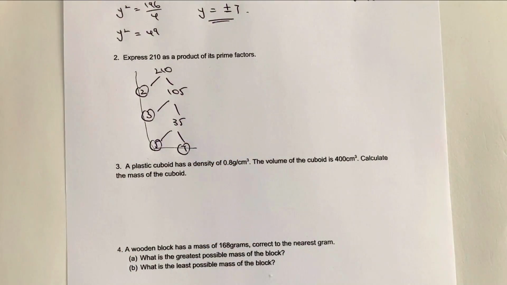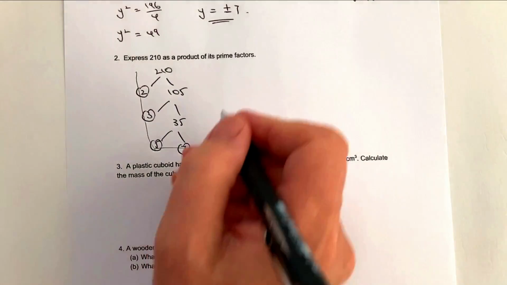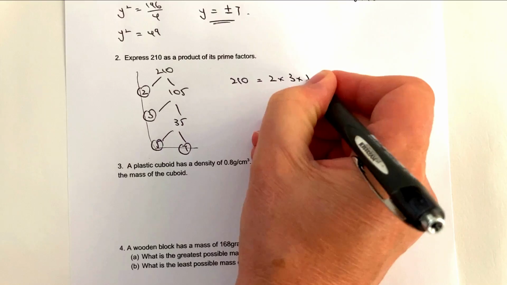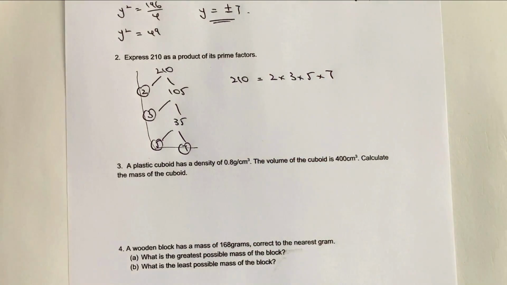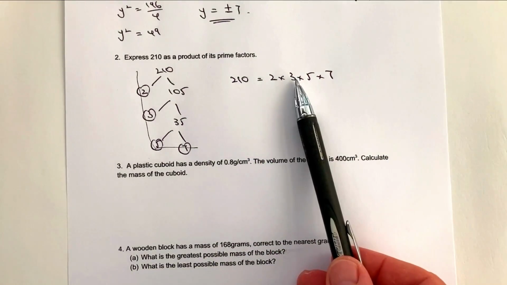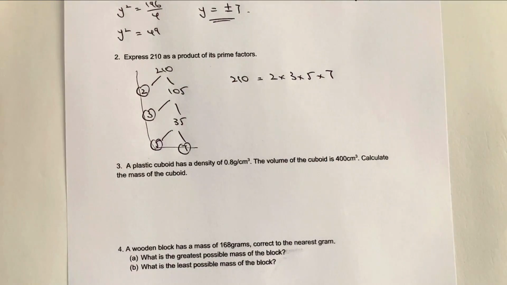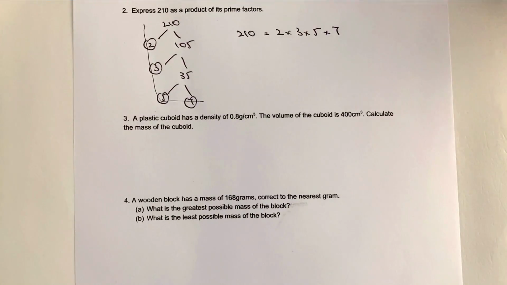So I can then write out that the prime factors of 210 are equal to 2 times 3 times 5 times 7. And if I want to check that, I've got 2 times 3 is 6, 6 times 5 is 30, and 30 times 7 is 210. Okay, let's move on then to question number 3.